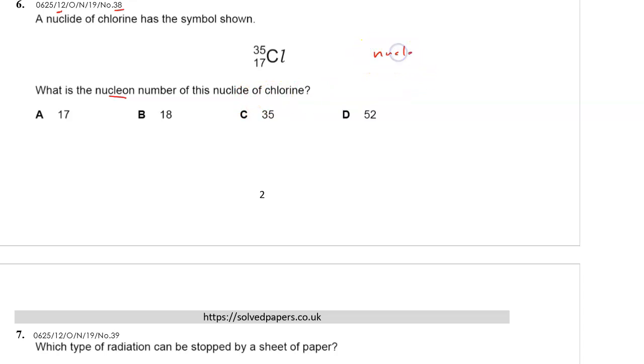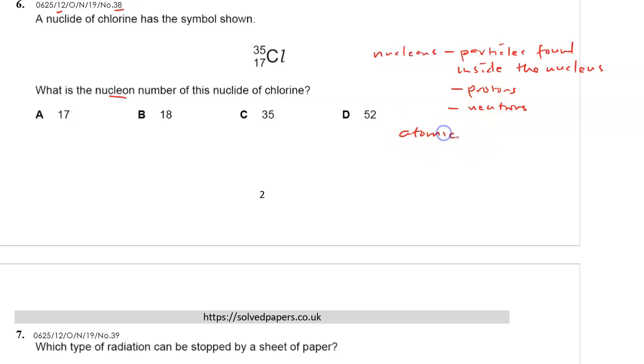Nucleons are particles found inside the nucleus. And we have 2 particles inside the nucleus. We have protons and we have neutrons, right? And we know that atomic mass is usually the sum of protons plus neutrons, and therefore atomic mass gives us what we call the nucleon number.